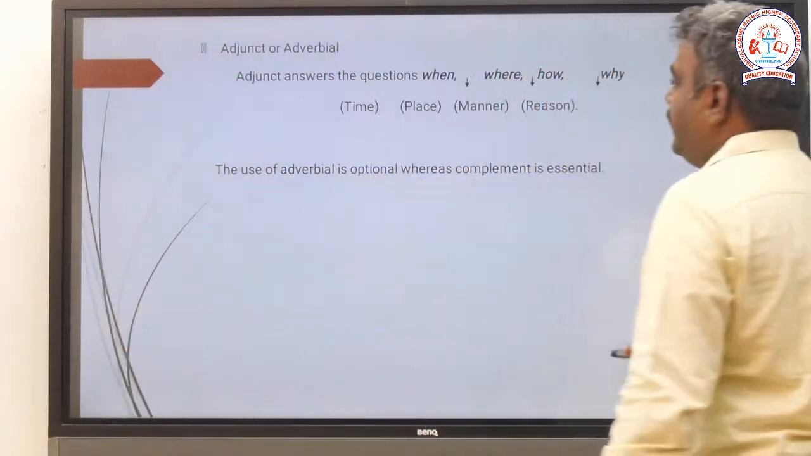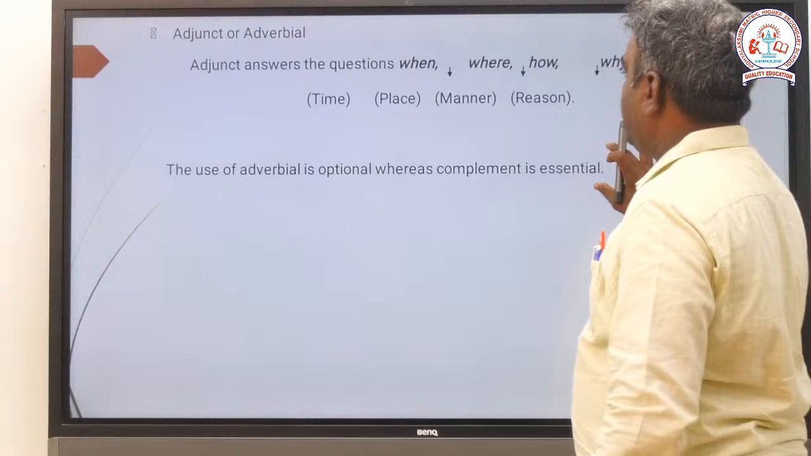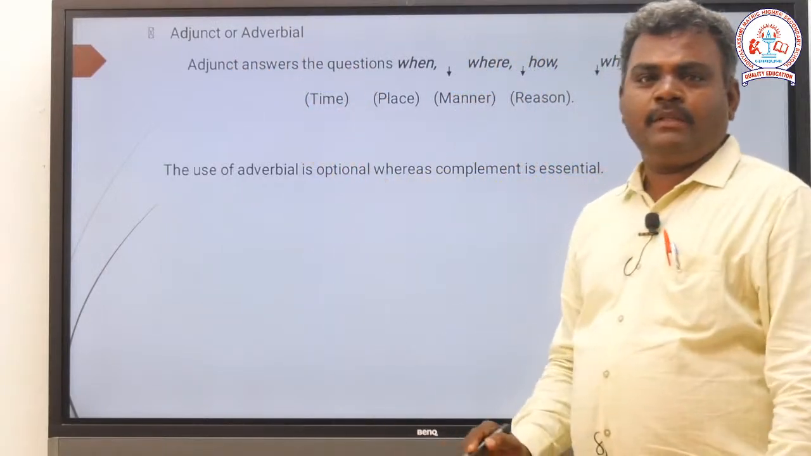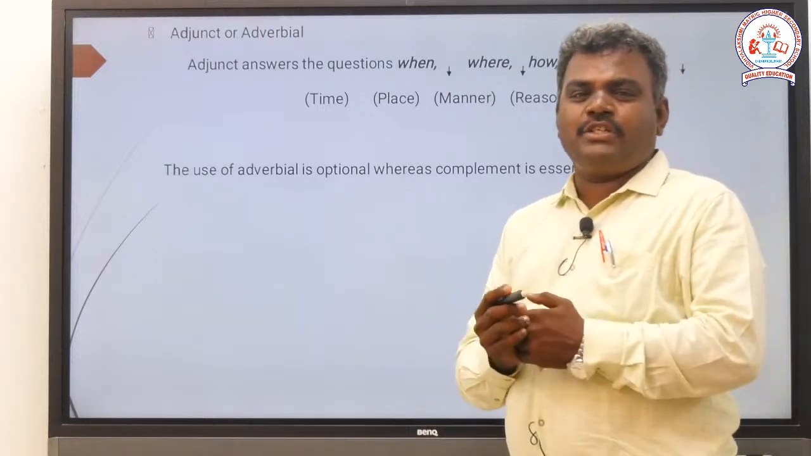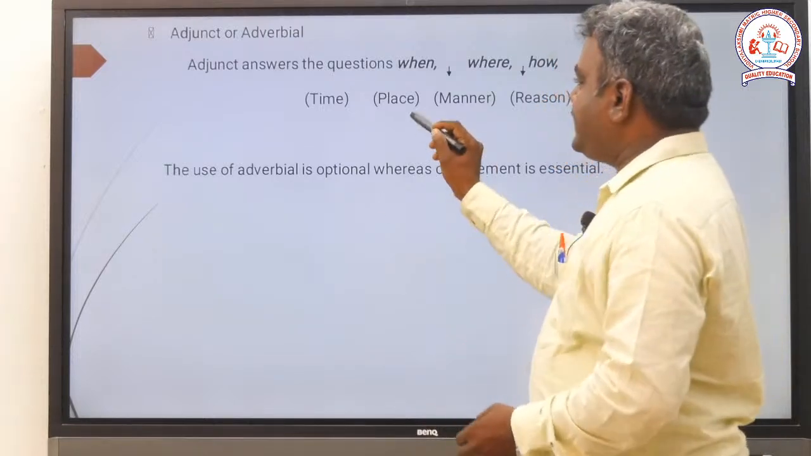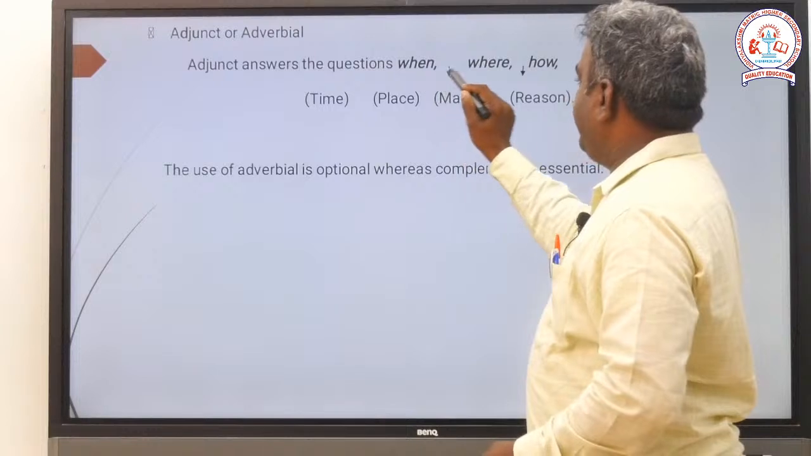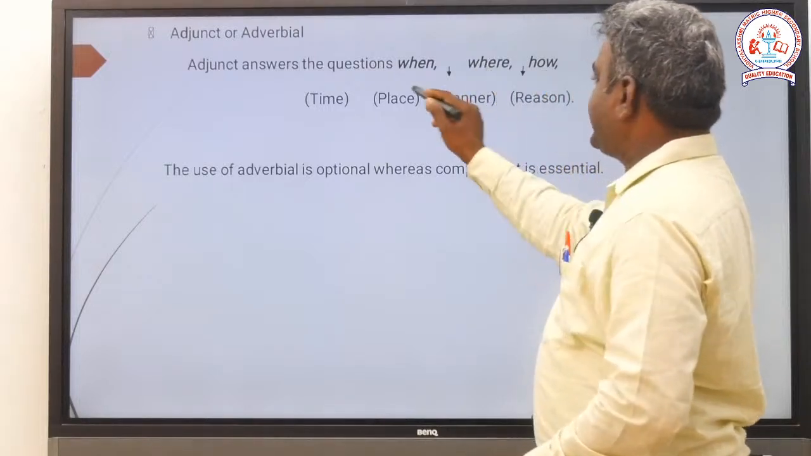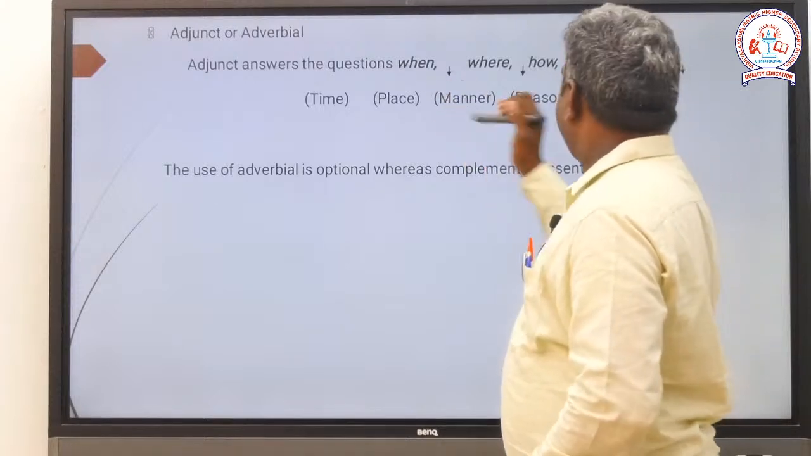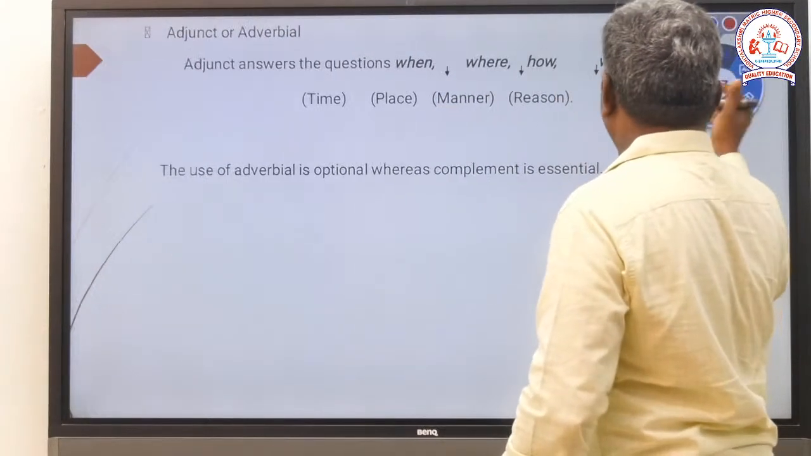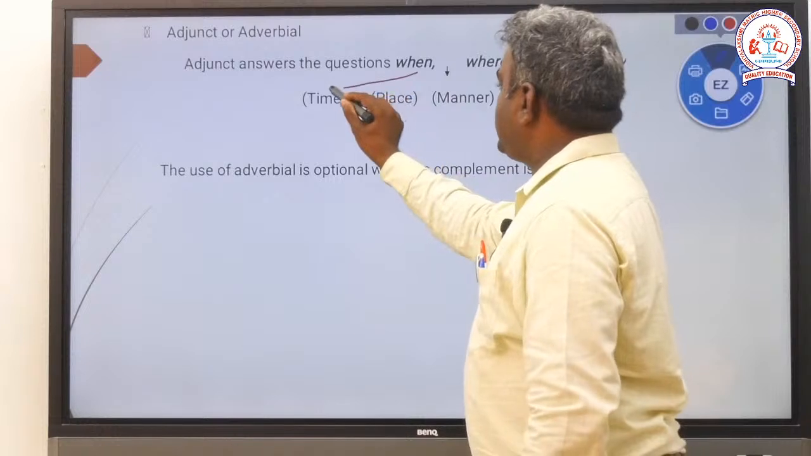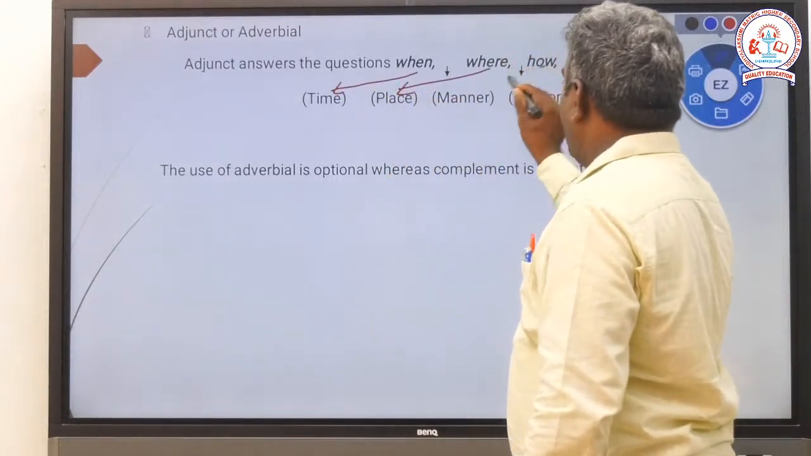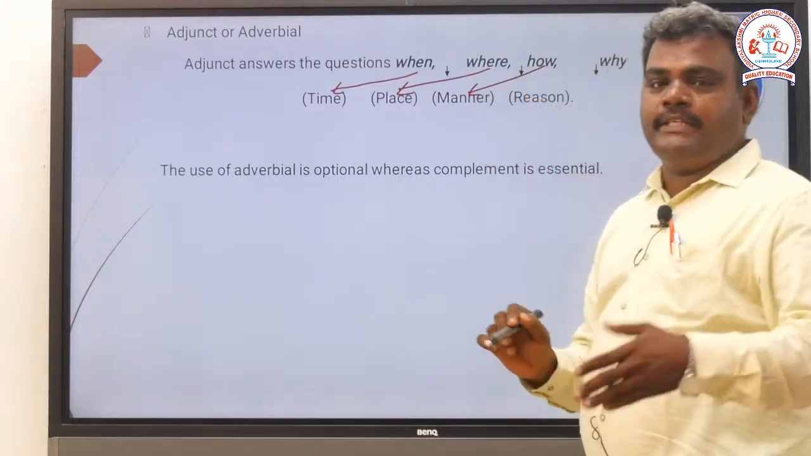Good. Next thing is adjunct or adverbial. Sir, what is adjunct or adverbial, sir? Adjunct answers a question: when, where, how, why. When means time, where, place, how, manner. Manner means style.